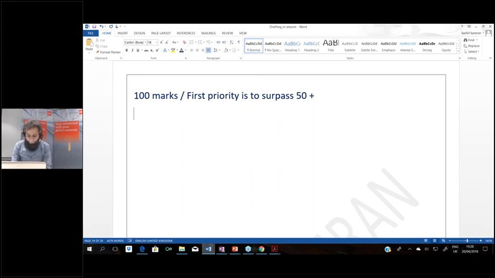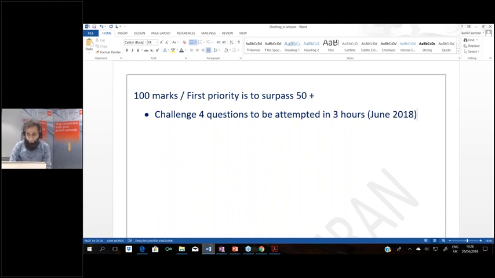Now, one of the key challenges is that we have 4 questions to be attempted in 3 hours when we are preparing for the June 2018 exams, right? Because in the September 18 exams, there will be 3 questions and all 3 will become compulsory. But because most of you are preparing for June 18 exams, you still have a challenge: 4 questions to be attempted in 3 hours. Now, exactly what you should do.